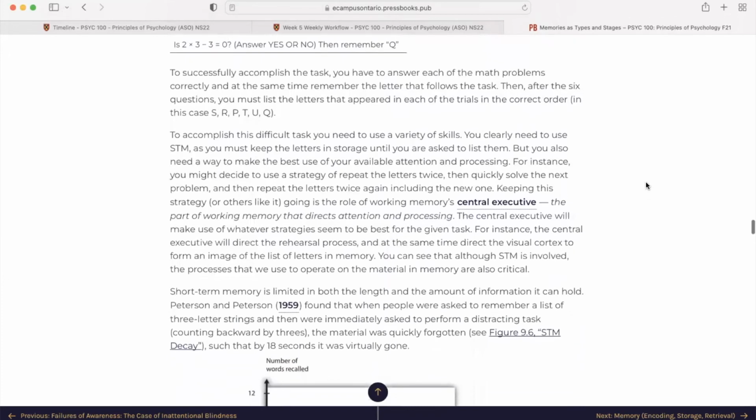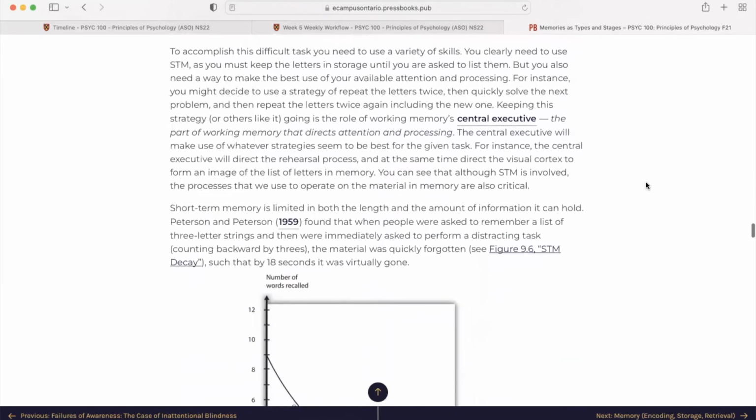But to accomplish this difficult task, you need to use a variety of skills. You clearly need to use STM, short-term memory, as you must keep the letters in storage until you are asked to list them. But you also need a way to make the best use of your available attention and processing. For instance, you might decide to use a strategy of repeating the letters twice, then quickly solving the next problem, and then repeating the letters twice again, including the new one.